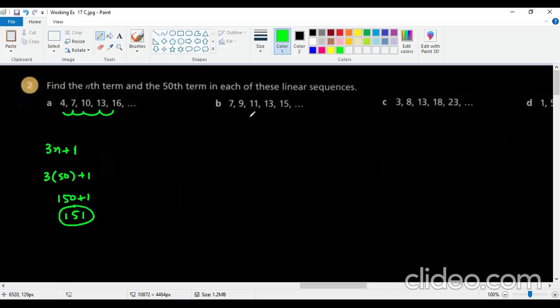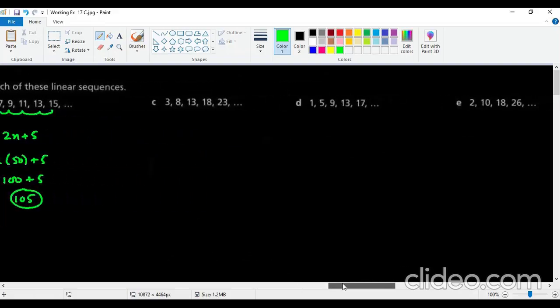Now, moving on to question number B, as we can see, the difference is only 2n. And what should we do with 2 to make it a 7? We are going to add 5 to it. So this is going to be the term rule, and 2 times 50 plus 5 is going to be 100 plus 5, which gives us 105. So the 50th term of this sequence is going to be 105.